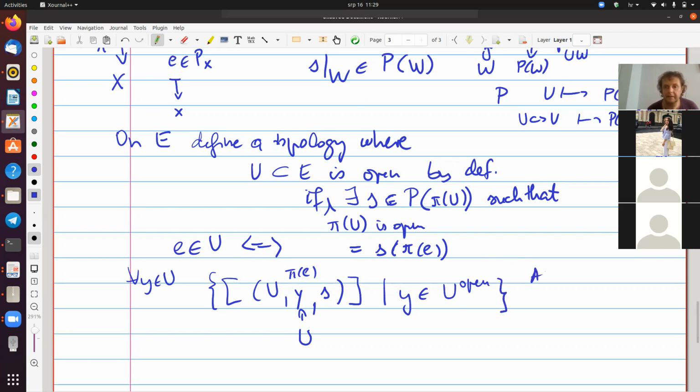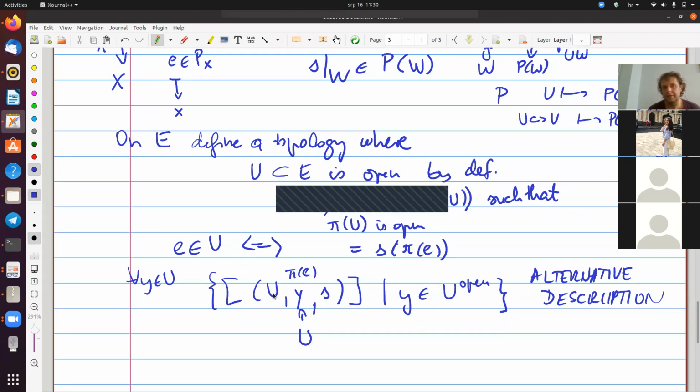This is an alternative description. It's clearly the same. This is the way you construct them. You take a section downstairs, you take all points, and for every point you take the germ of that section at that point. It doesn't need to be the whole U here; I could put a smaller set and restrict S to this, it doesn't matter, it's the same class.